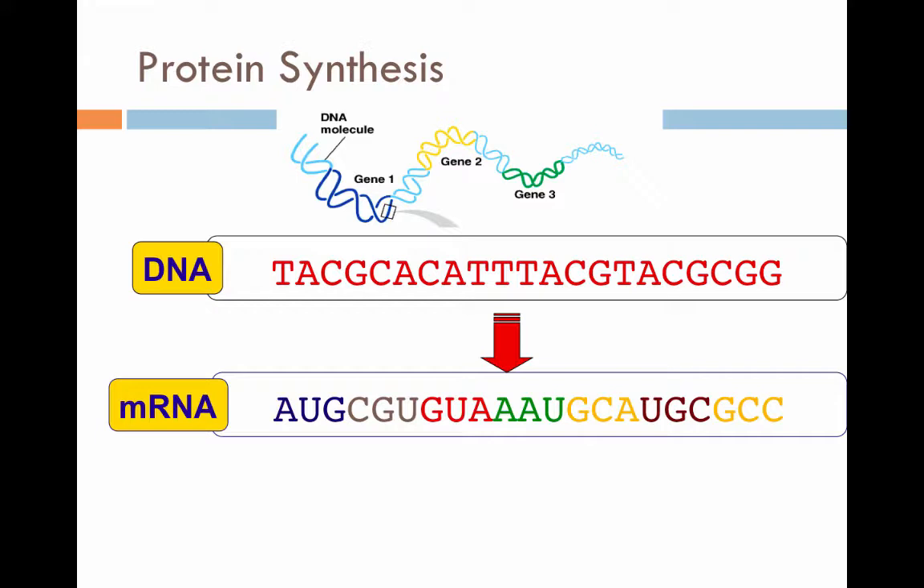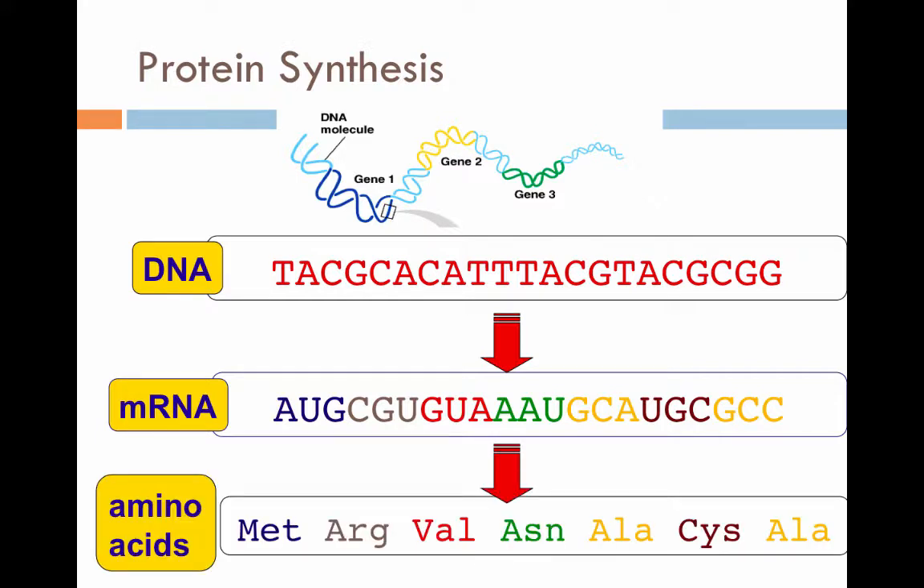Where there's a T, you add an A. Where there's a C, you add a G. But if you ever want to put a T in mRNA, you can't. You can only add a U. And after translation by ribosomes, the amino acid sequence is MET, ARG, VAL, ASP, ALA, CYS, ALA. Again, you would use that chart to figure out the amino acids based on the 3 mRNA bases.